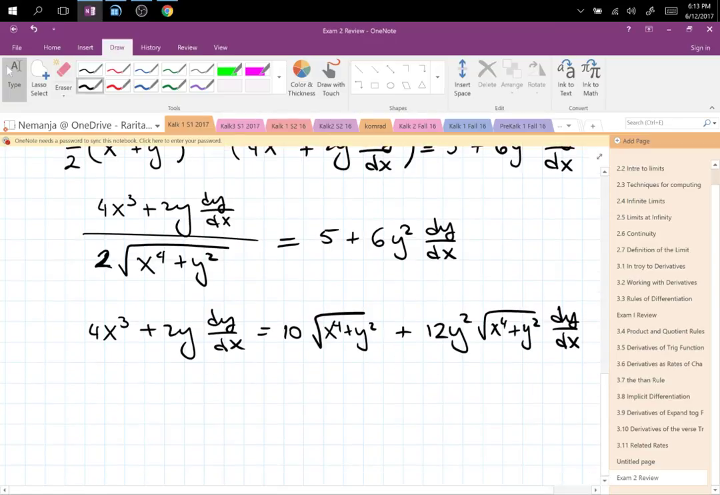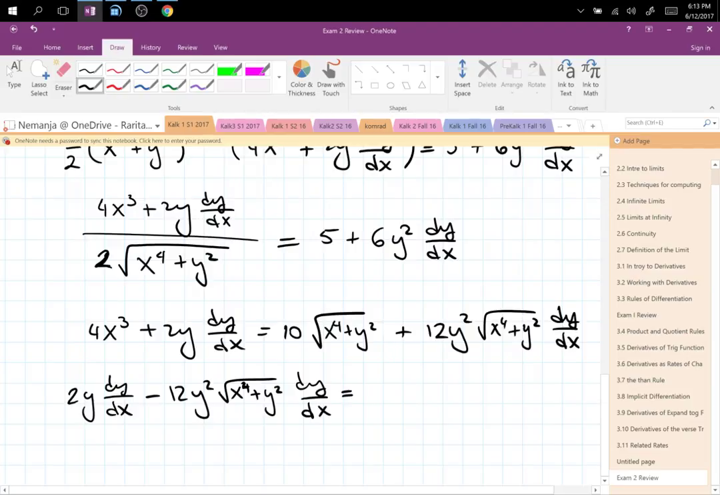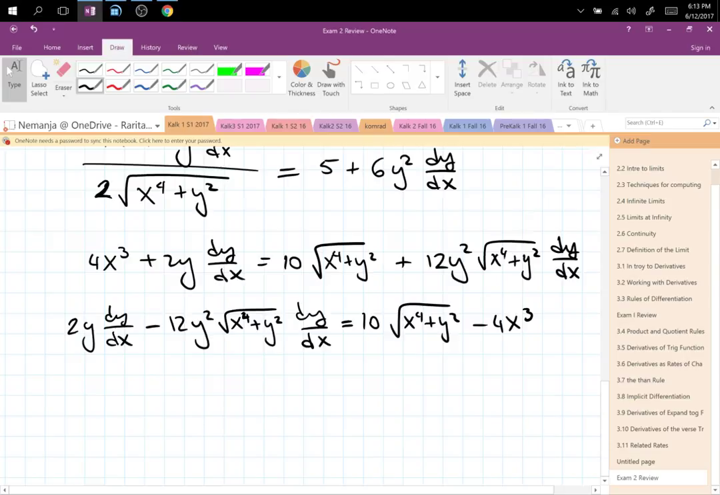And now we can finally have all the dy dx terms on the left. The 4x cubed is going to go to the right. So 2y dy dx stays put, minus 12y squared square root of x to the 4th plus y squared dy dx. Those terms go on the left. And then 10 times square root of x to the 4th plus y squared minus 4x cubed on the right. Now when you factor out dy dx on the left, you are left over, and you just divide both sides by the remaining factor.